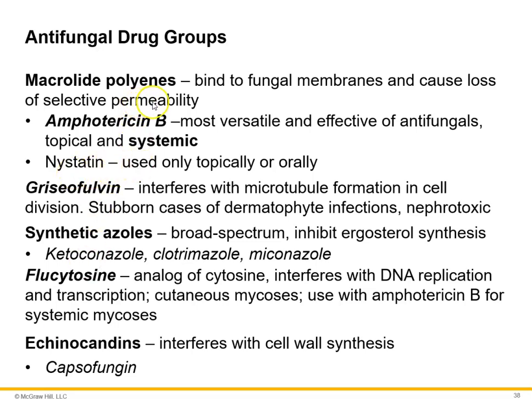Okay, so the drug groups, we've got the macrolide polyenes. This is going to include amphotericin B and nystatin. Amphotericin B, I want you to know, is used for systemic fungal infections. And these patients with systemic fungal infections tend to be very, very sick. And one of the problems with that is that the nickname of amphotericin B is amphoterrible B because it has some really severe side effects. So if you've got a patient who's being given amphotericin B, chances are they are extremely sick.